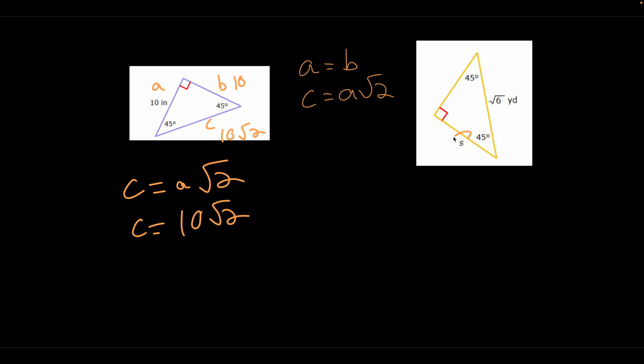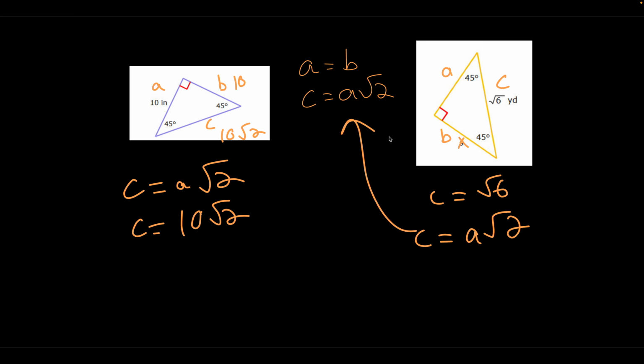For the second problem, you'll notice that they've given you a letter already. That's the one we're trying to find. My suggestion would be, okay, I'm trying to find this side here, but use your A, B, and C. That way you don't get your letters mixed up. So we'll call this A, call this B, call this C. So they give us C is equal to square root of 6. We know that C is equal to A square root of 2. That's a formula that we're given. So let's replace C with the square root of 6 is equal to A square root of 2.